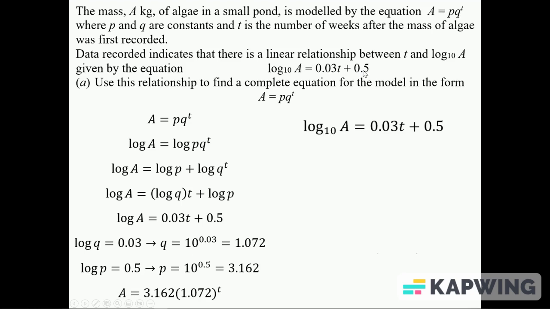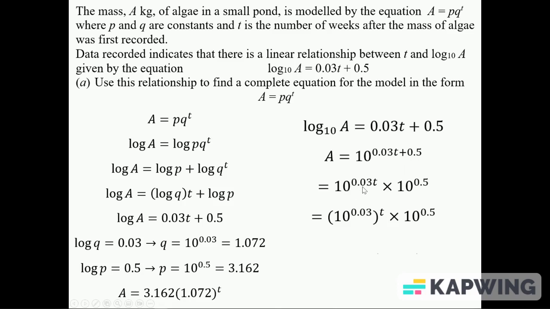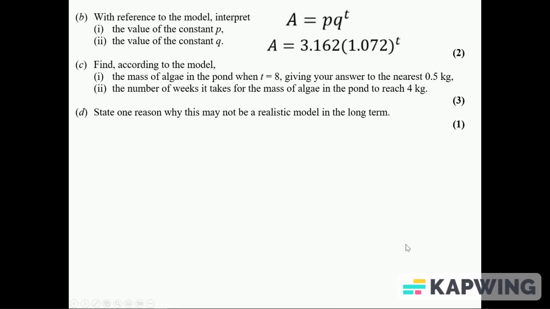Some people prefer to go the other way and start with the relationship that we have and get it into this form. So I really do 10 to the power of both sides. If the log to the base 10 of A is equal to this, A is going to be 10 to the power of this. Then I can break it up using the power rules. This is 10 to the power of 0.03 multiplied by 10 to the power of 0.5. And then with the rules of indices, I can write this as 10 to the power of 0.03 all to the power of T. And then I've got 10 to the power of 0.5, which is 3.162, times this, which is 1.072 to the power of T.